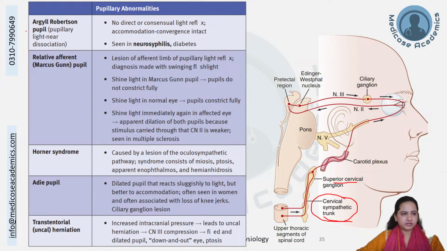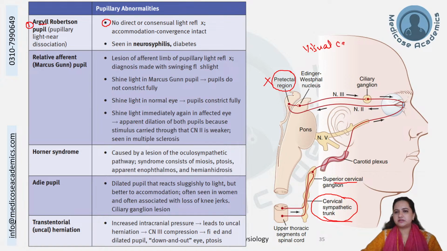So let's move to the first abnormality of the pupil, Argyll Robertson pupil. This is the abnormality in which the light reflex is absent but the accommodation reflex is still present. When can this happen? For example, if there is an abnormality only in the pretectal region, the reflex arc of the light reflex will be interrupted, whereas the rest of the visual pathway is fine.